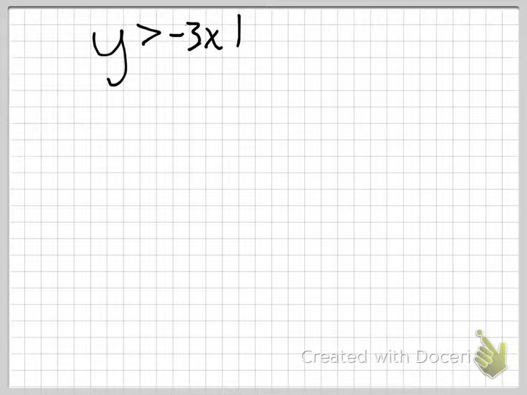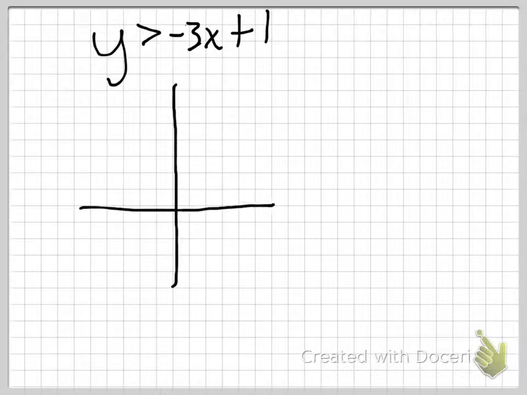All right, so let's say I have y greater than -3x plus 1. Okay, so again, let's get our x and y-axis. All right, so I know I have a y-intercept of 1, so I'm going to cross my y-axis at 1.